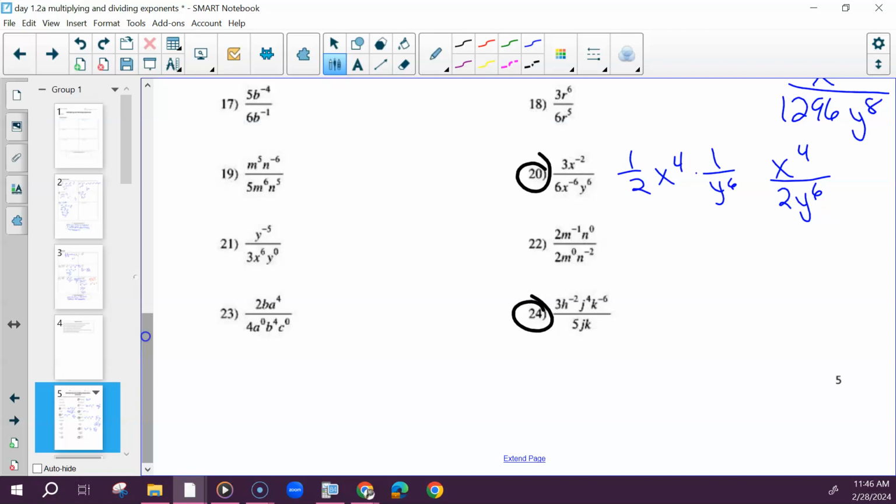Questions on that one? Justin? Where'd you get 4? Negative 2 minus a negative 6. The negative and the minus become a plus.